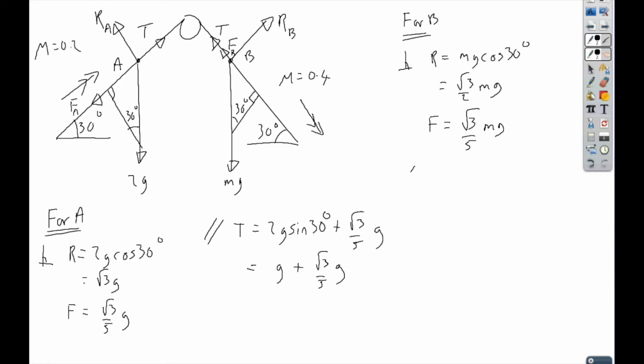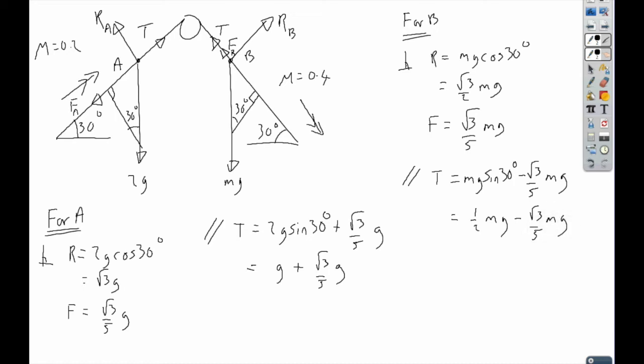And then parallel to the slope, again for B, we must have a similar thing because we assume it's going to be in limiting equilibrium. We'll have the forces balance each other out. So T in this case must be equal to mg sine 30 degrees subtract root 3 over 5 mg. Okay, and I can just simplify that a little bit, can't I? Sine 30 is a half, so it's going to be half mg subtract root 3 over 5 mg.